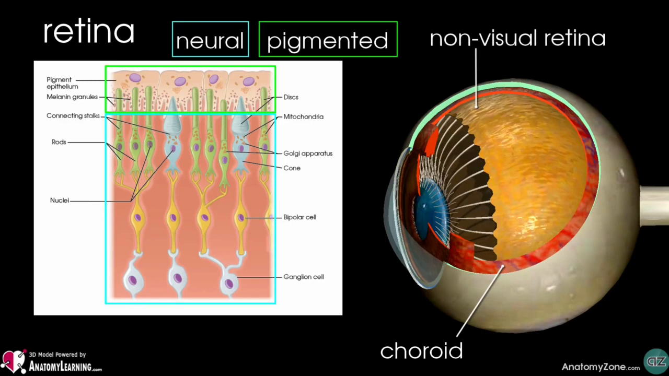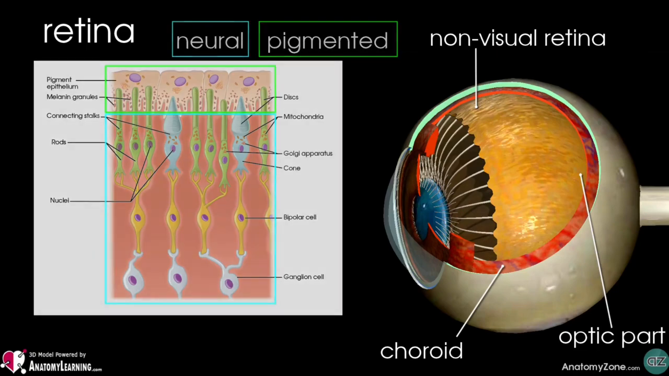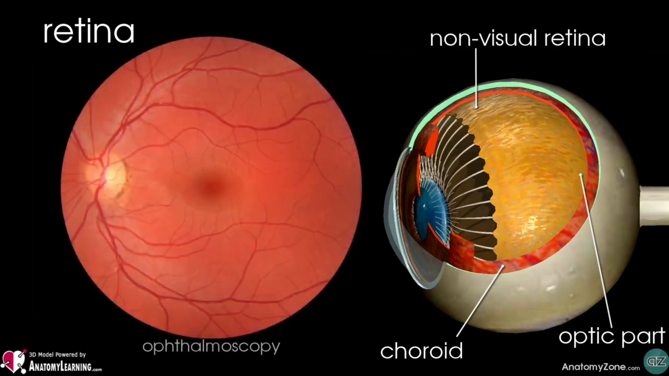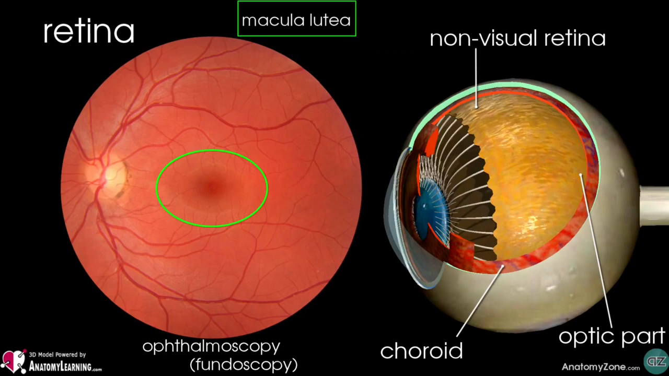Posteriorly and laterally, both layers of the retina are present. This is the optic part of the retina. The optic part of the retina can be viewed during ophthalmoscopy or fundoscopy. The center of the retina is marked by an area known as the macula lutea. It is yellowish in color and highly pigmented.